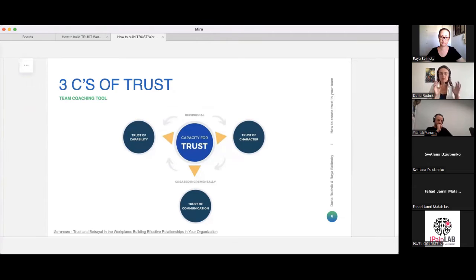The first one is the trust of capability. I trust you because I know that you're an expert. You can trust me because I've been working for 15 years in people development, so probably I know something about it. You can trust Raya because she's been working with the tech sector for many years. She knows how to develop people there. I can trust you because you have certain experience. And well, there is this trust of capability. But that's not enough.